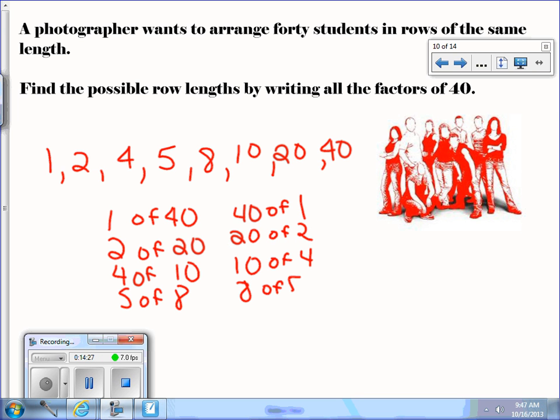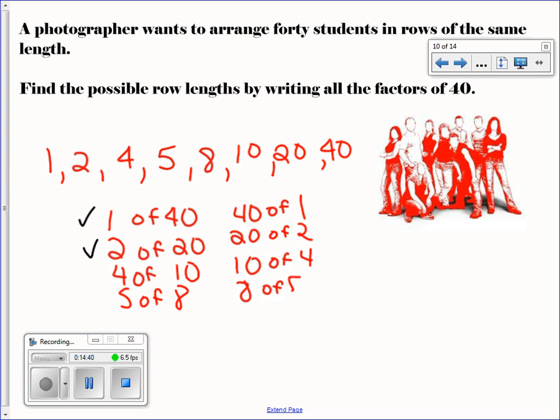So you'll notice that we listed the factors 1, 2, 4, 5, 8, 10, 20, 40. The question was asking the possible row lengths, writing the factors of 40. So you could have 1 row of 40, 2 rows of 20, 4 rows of 10, and 5 rows of 8. Or you can have 40 rows of 1, 20 rows of 2, 10 rows of 4, or 8 rows of 5.